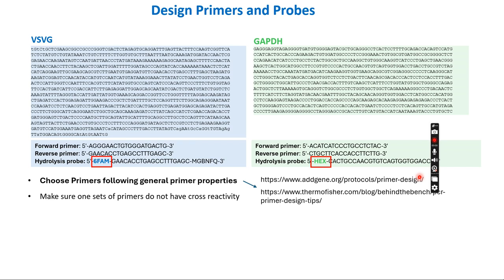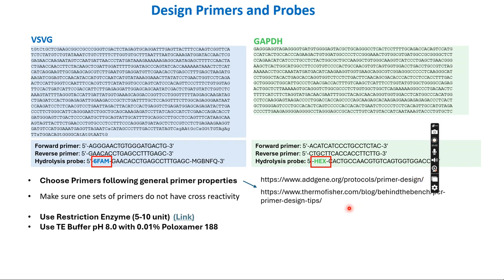And the next thing, you make sure that one set of primers doesn't have cross reactivity with another set of primers or another target gene. I mean, the VSVG primer shouldn't have any cross reactivity with GAPDH or vice versa. I always recommend using a restriction enzyme because I am probably a little bit finicky, and when I use a restriction enzyme, I always have better results.